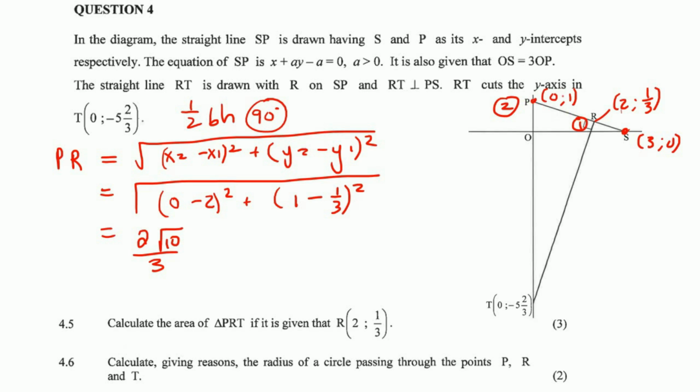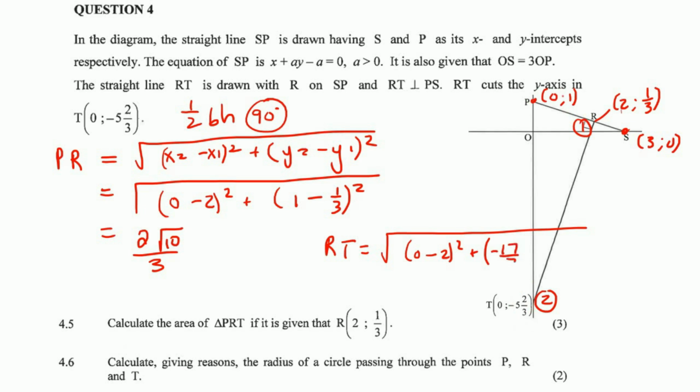Boom. Now we need to get the length of RT. It's the same thing, copy paste. Let's use this as point number 1 and this as point number 2. So distance formula once again. I'm just going to type it in. So 0 minus 2, and I'm going to change this to an improper fraction once again, like I did earlier: minus 17 over 3 minus a third squared. Type in. Okay, so 2 square root 10.